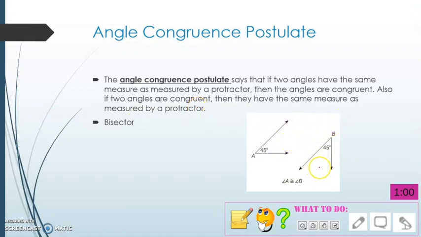An angle bisector would be if you had a point out here, such as C, and if it bisected this angle B, that means that these 2 pieces would be considered congruent. They might just have one arc, or they might have an arc with one tick mark to show that they are congruent angles.